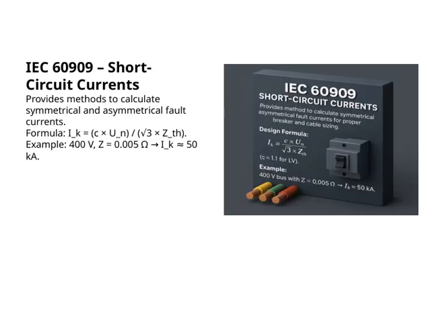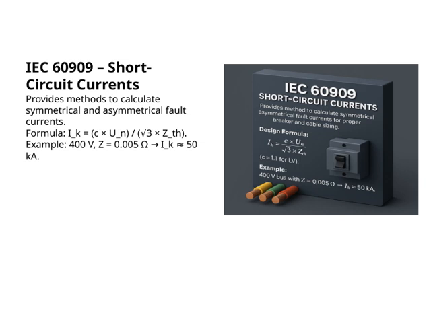Let's take a closer look at IEC 60909 and how it helps us determine short-circuit currents. This standard provides us with reliable methods to calculate both symmetrical and asymmetrical fault currents, which are essential for designing and protecting electrical systems. One of the key formulas you'll encounter is Ik equals C times Un divided by the square root of 3 times Zth.